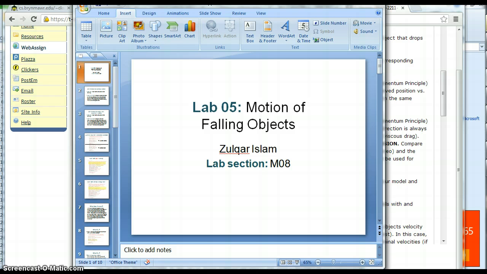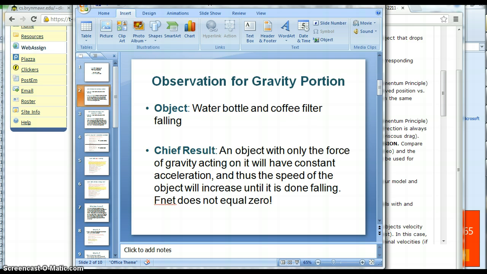So this is my lab this week on the motion of falling objects. My name is Zukar Islam and I'm in lab section MO8. The objects that I observed for this lab are a water bottle and a coffee filter.